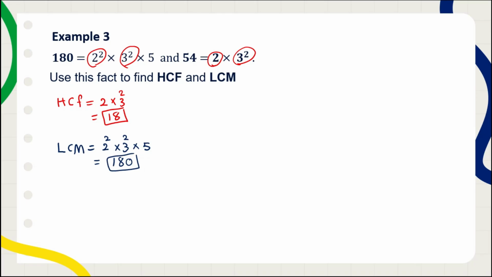It's interesting, the LCM is actually 180 because 180 is already a multiple of 54. So HCF is 18, LCM is 180. Now let us finish today's lesson with this example. Show that the HCF of 63 and 110 is 1.